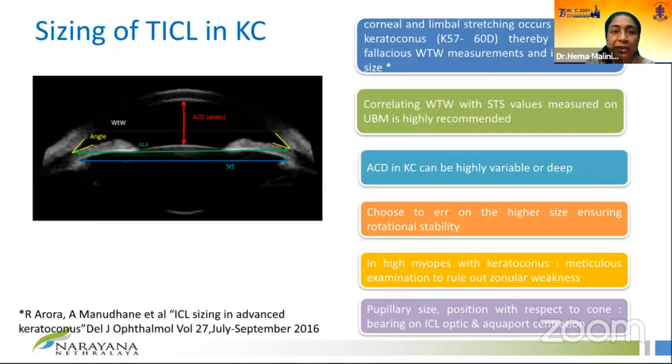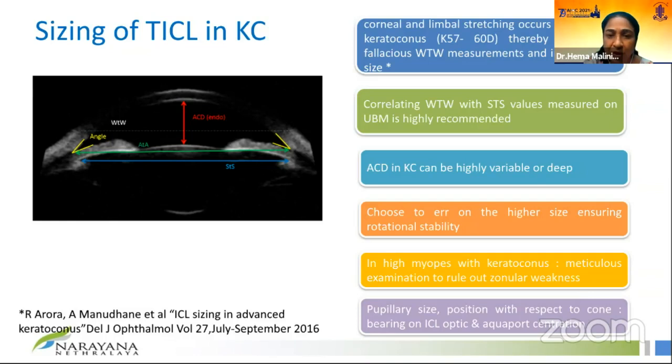Now, coming to the sizing of ICL specifically in keratoconus, it has been shown that there would be corneal and limbal stretching in advanced keratoconus cases, which would make it difficult to actually measure the white-to-white measurements correctly. This could lead to improper ICL sizing. And therefore, it would always be recommended to correlate the white-to-white values that are measured with the sulcus-to-sulcus values measured on UBM.